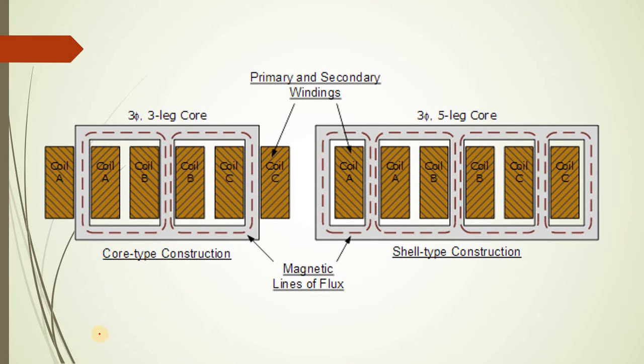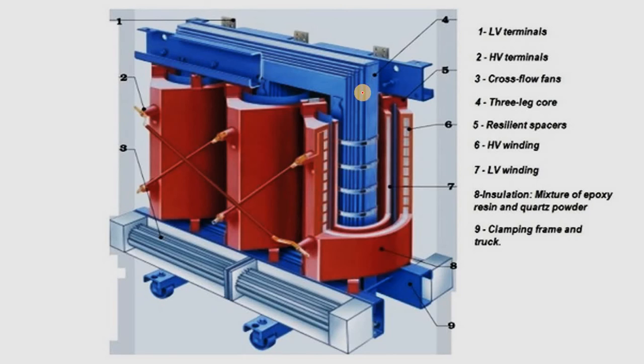Next, in this figure you can see the 3-phase 3-leg core type transformer, and this is the 3-phase 5-leg core type transformer. Here the winding will surround the considerable part of the core, and in this one the core will surround the outer part of the transformer. That type is called a shell type transformer. Here you can see the magnetic lines of flux. This is the structure of the transformer.